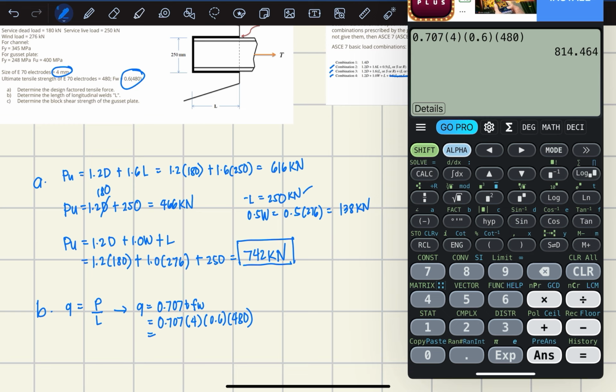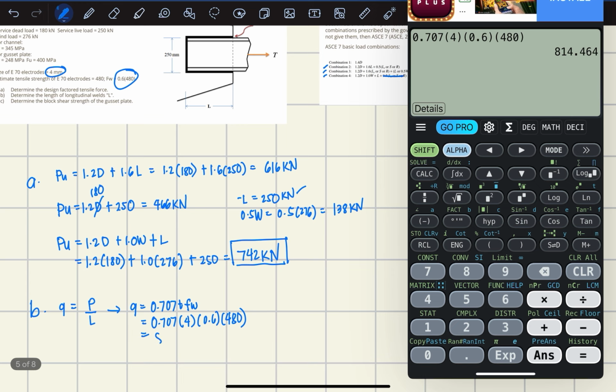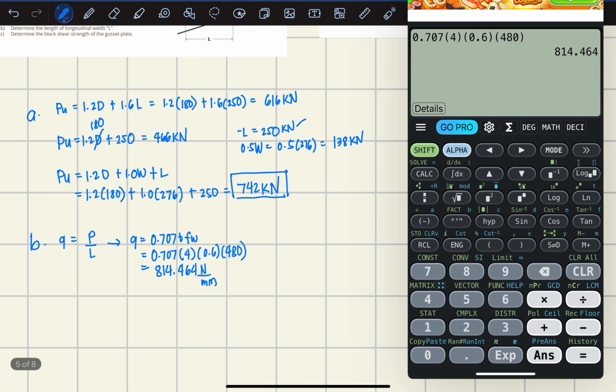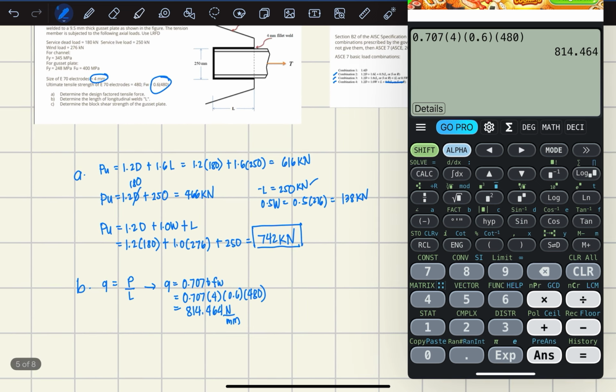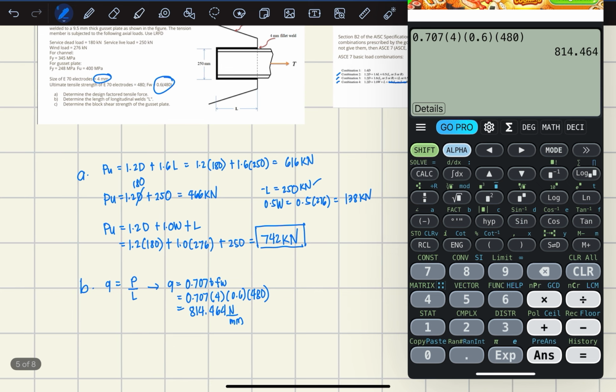So, therefore, your Q is equal to 814.464 Newton per mm. Next, let's use the formula for the design shear strength of fillet welds.